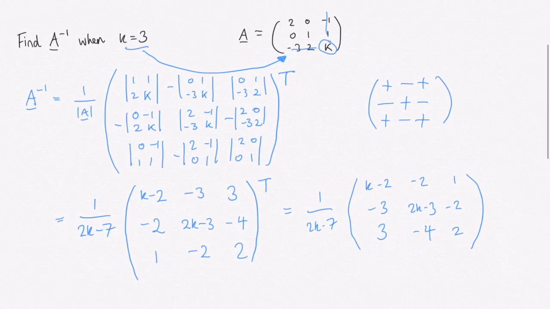And then it's just a matter of substituting k equals 3 in. So if we substitute k equals 3 in, this becomes 1 over negative 1. So 3 minus 2 is 1. Negative 2, 1. Negative 3. 2k subtract 3 is 3. Negative 2, 3. Negative 4, 2. And you may want to bring that negative sign inside the matrix and change the sign of all of those elements.